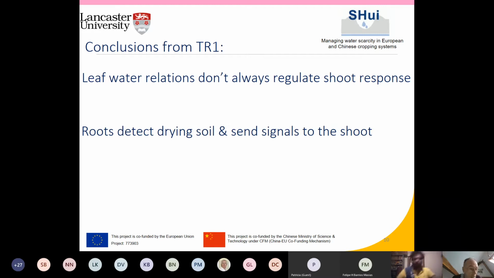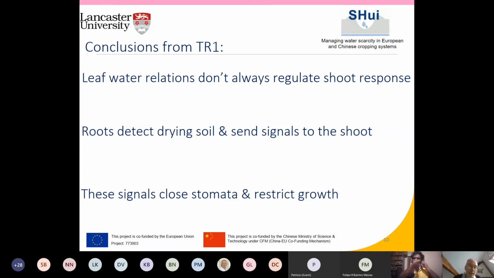The explanation for this behavior of the plants is that the roots are detecting the drying soil and sending signals to the shoot. I've mentioned one of these potential signals, ABA or abscisic acid, a hormone that I'll come back to later in the presentation this afternoon. These signals seem to be remarkably effective in closing the stomata and restricting the growth of the leaves. So I'll pause my screen sharing at this point, and I will see whether there are any questions.